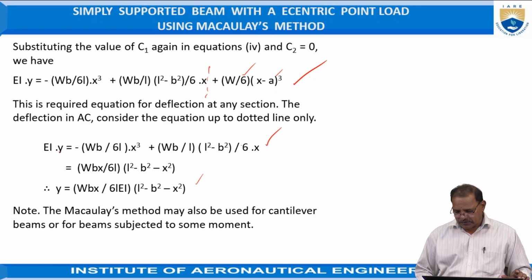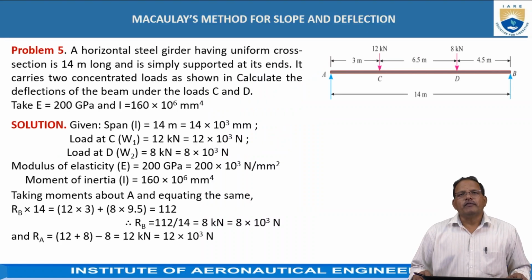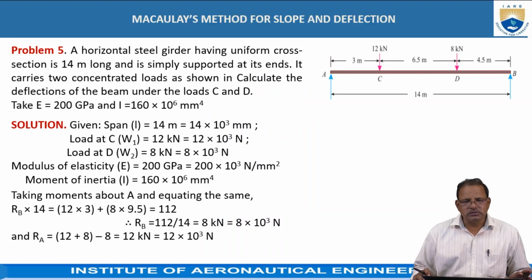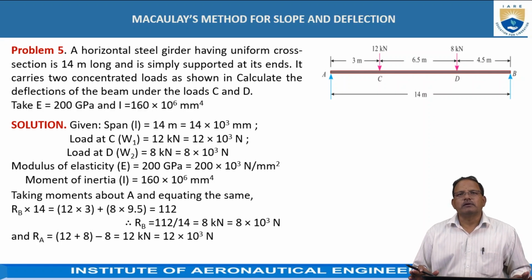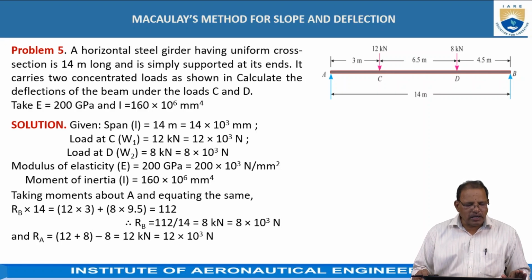Okay, problem number 5. Just based on Macaulay's method, we are taking one problem now. A horizontal steel girder having uniform cross section is 14 meters long and simply supported at its ends. It carries two constant loads as shown in the figure. Calculate the deflection of the beam under the loads C and D now.